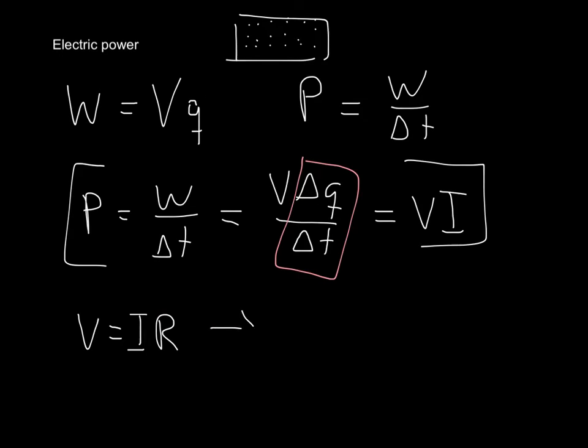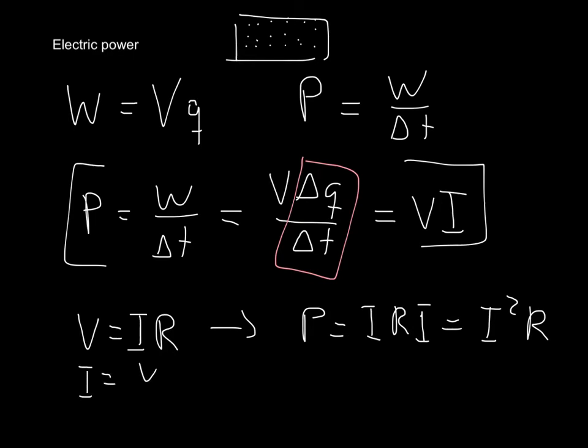So I get that power equals IR times I, and that's of course I squared R. And then we can also rearrange this to express I in terms of V, right? So we can write I equals V over R, and then I go back to here and I replace I by V over R. So I do the same thing, and you should be able to do this yourself.